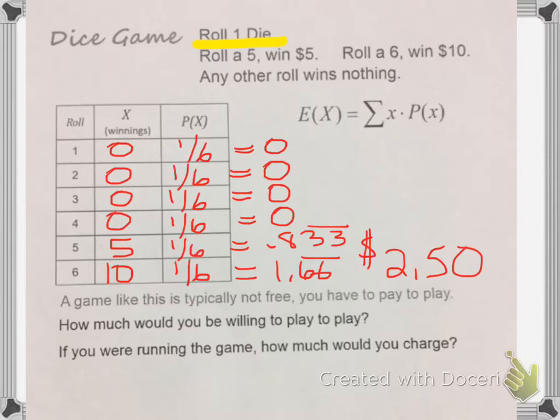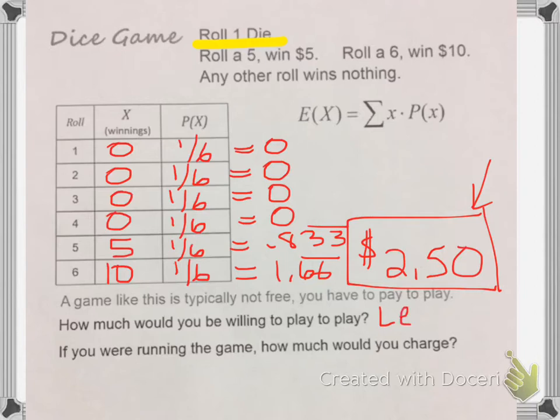So what this says is when you roll a dice, you have an expected value of $2.50 to win. So this says a game like this is typically not free. Usually you have to pay to play. How much would you be willing to pay? Well, if you're expected to win $2.50 for a roll of a dice, I definitely wouldn't pay more than $2.50 because then you'd lose money. So I would pay less than $2.50.